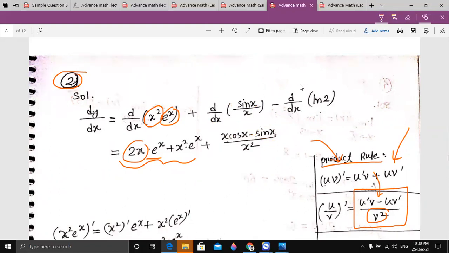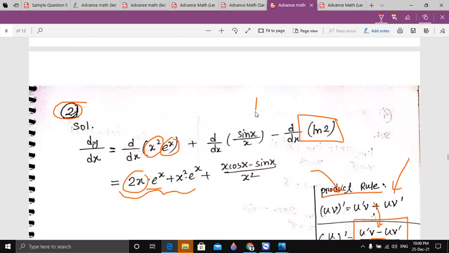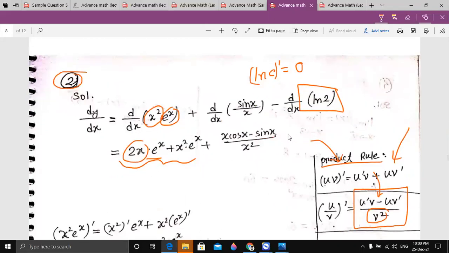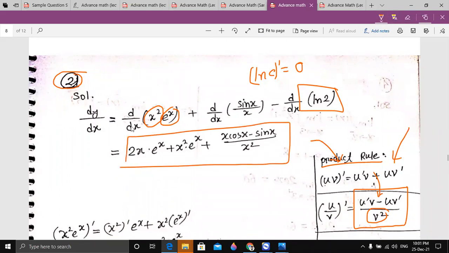And here we have ln 2. We know that the derivative of ln of any constant will be 0, right? So we can just write plus 0 here, or we don't need to write it. So ultimately this is the answer. So let's see number 3. Michelle, do you understand number 2?